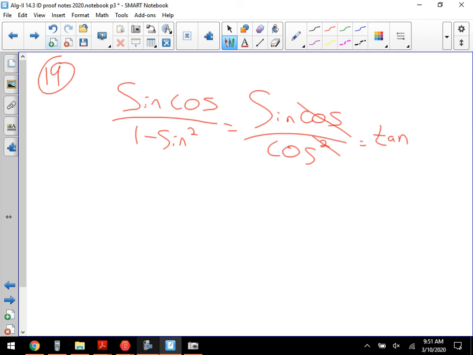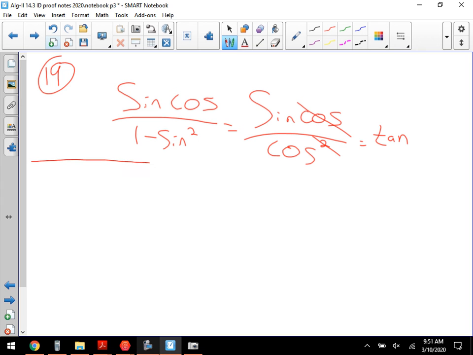20 is very, very similar to that. You have in the numerator 1 minus cosine squared, which is another name for sine squared, and you wind up with sine squared over sine cosine, and you wind up again with tangent.